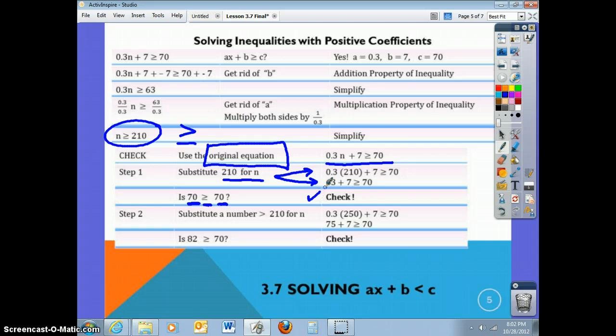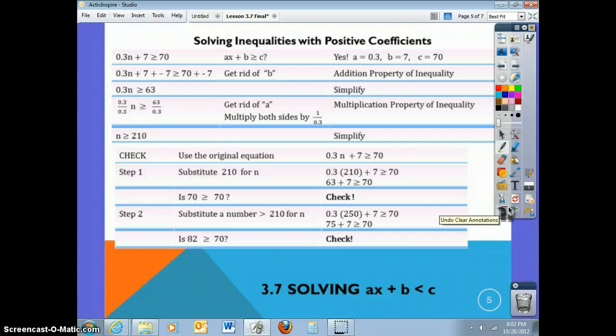Now we've got to do the second part of the check. So that was step 1, and we've got to do step 2, which is to check the greater than part of our solution. So pick a number that makes it true that's easy to work with. I picked 250 because that's easy to work with. 0.3 times 250 plus 7 is greater than or equal to 70. 0.3 times 250 is 75. 75 plus 7 is 82. 82 is greater than or equal to 70. Check, that does work. So we were fine in this whole problem, and we did not flip the inequality symbol because it was a positive a.